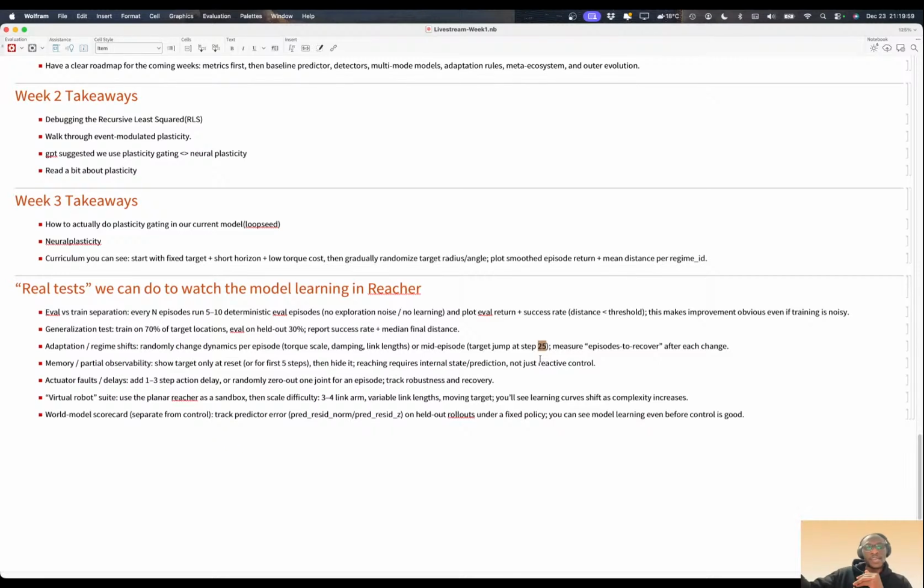You jump to the target, so can it recover in 25 steps? If it can, does it stay in that recovery spot for long enough, or for the entire run as it improves? So that's what we're calling adaptation in regime shift. Every time the system shifts, we need to measure how it recovers, or how it stays when it recovers. So that's one of the things we'll do.